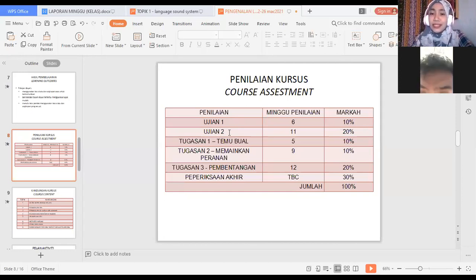Ujian dua, that means test two. You will sit it in week 11. The marks covered will be 20%. Tugasan satu, that means it's your first assignment. We were talking about temu bual, I mean interview. You have to interview someone.